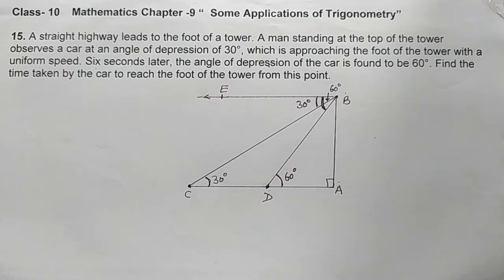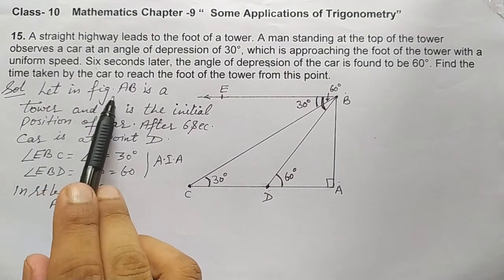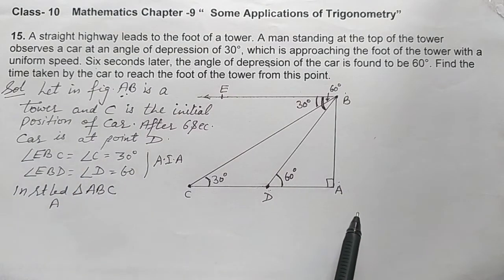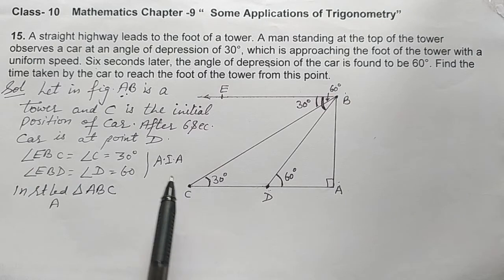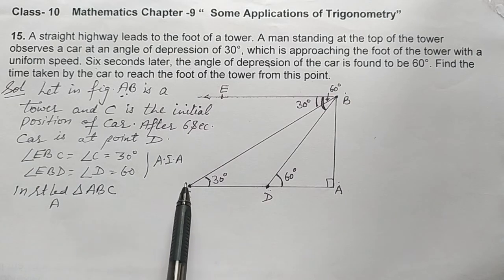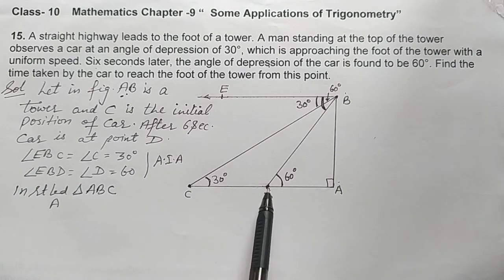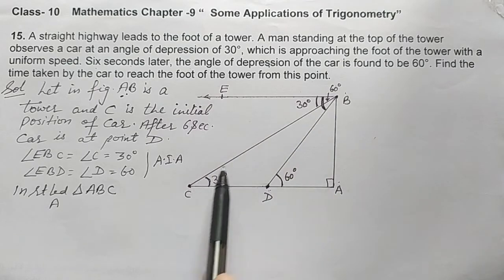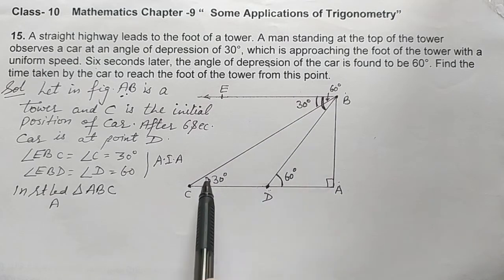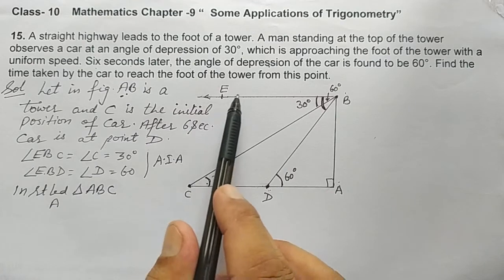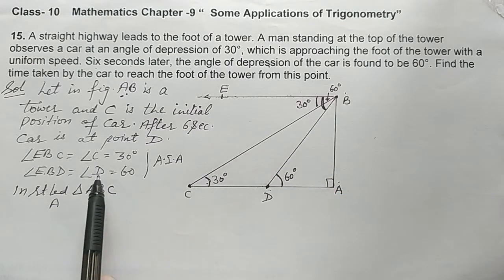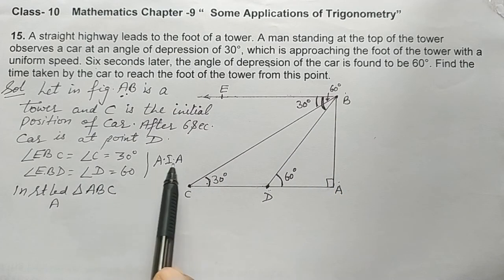Let's start now. It's written, let in the figure AB be a tower, C the initial position of the car. After 6 seconds, the position of the car is at point D. Now angle EBC is equal to angle C, because these are alternate interior angles. Angle EBD is equal to angle D, that is 60 degrees. Both these are alternate interior angles.